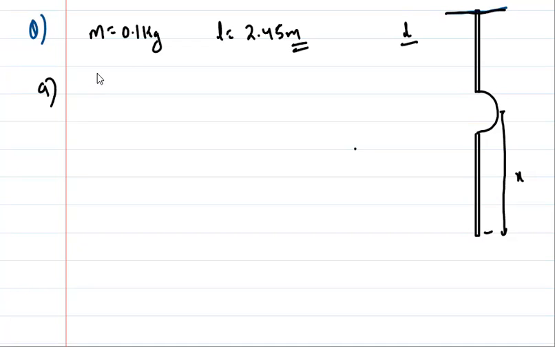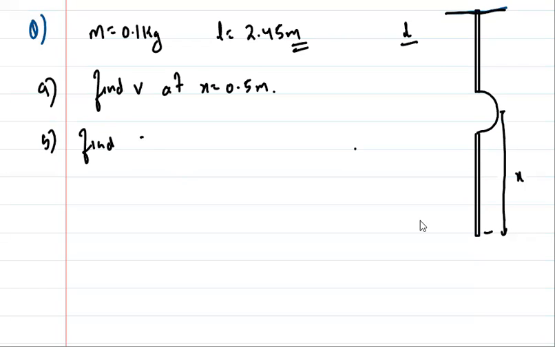Now question A. Question A is find the speed of the transverse wave in the rope at x equal to 0.5 meter. And B, find T, the time taken by this pulse to reach from A to B. This is point A, this is point B. You may feel, sir, how will we solve this and all those things.